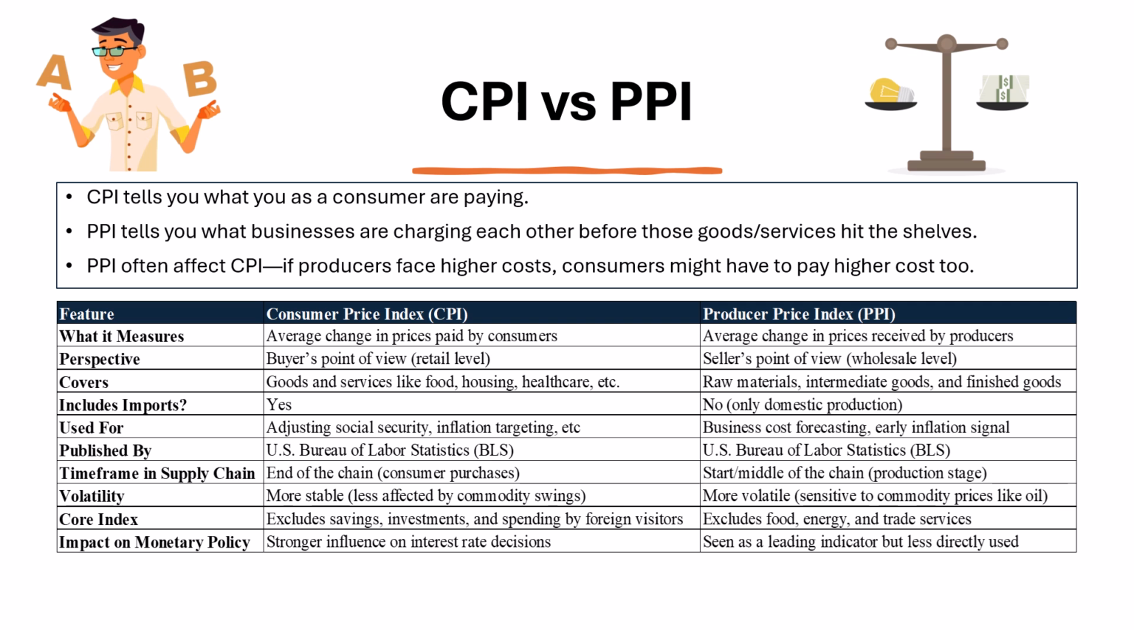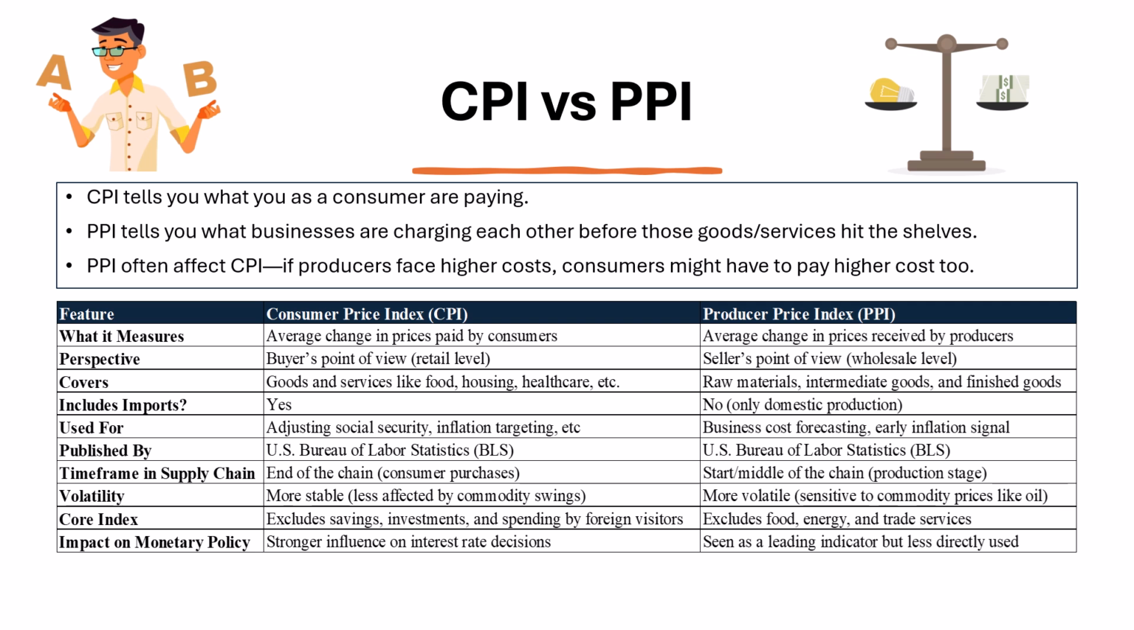It is at the end of the supply chain, where consumers purchase the product. It is less volatile and more stable as it's less affected by commodity swings. The core index does not include savings, investments, and spending by foreign investors. It strongly influences interest rate decisions for monetary policy.